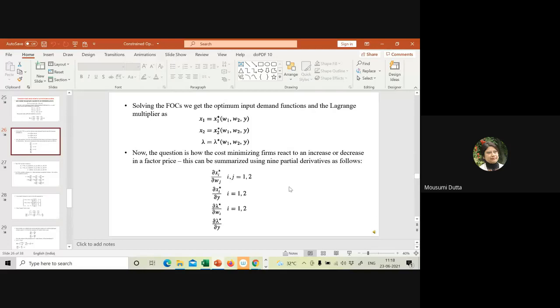So let's start doing this. Let's start with the entire matter. First, we will find out del x1 star by del w1, del x1 star by del w2, and del x1 star by del y. So three derivatives with respect to x1 star we will derive first.